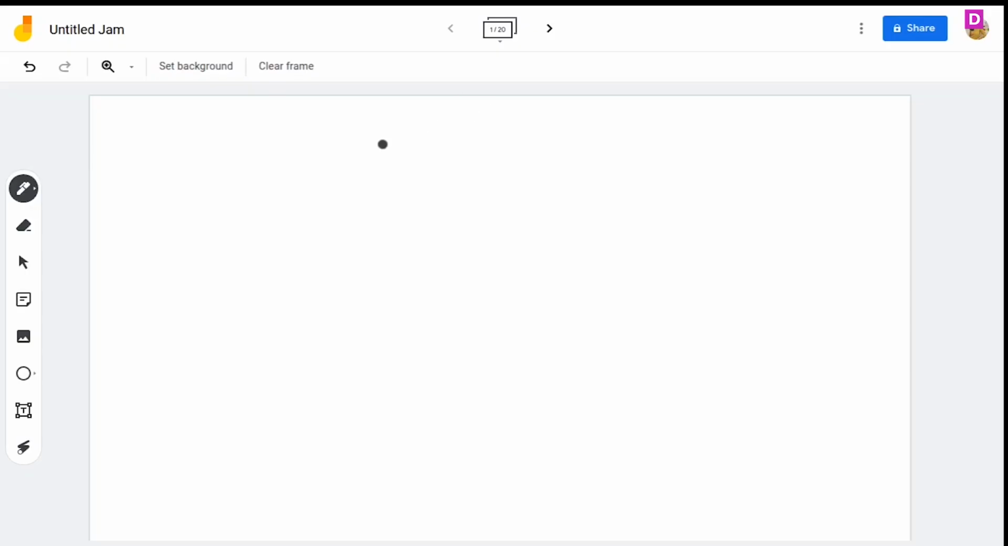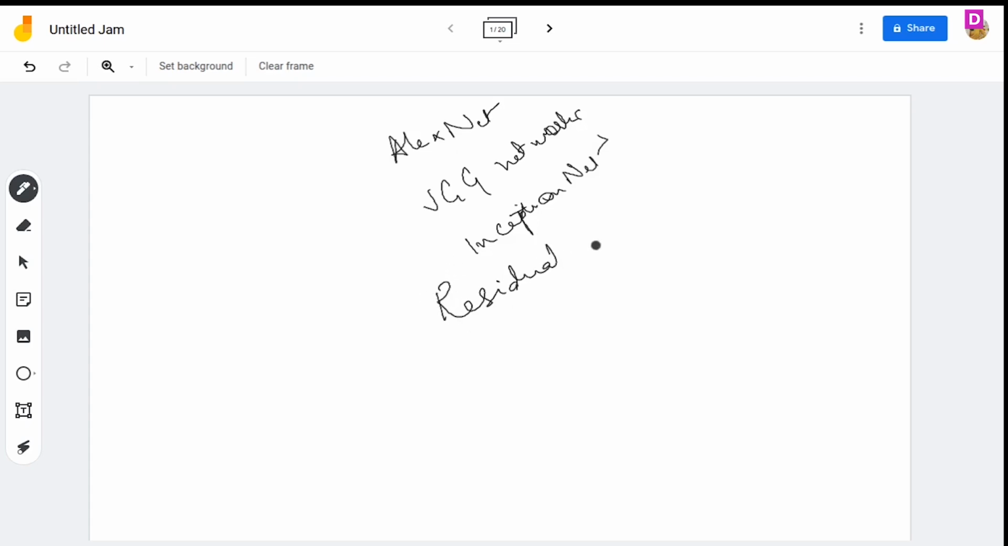So in the last class we talked about AlexNet, then we talked about VGG networks, and now we discussed about InceptionNet. But as time goes on, new and better models and architectures keep coming. So today we will discuss about residual networks.